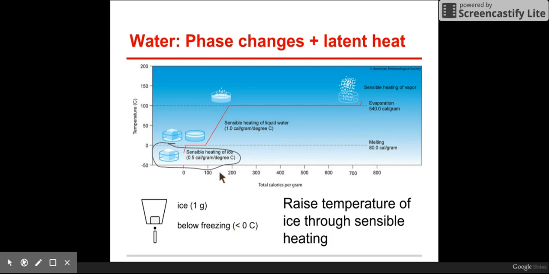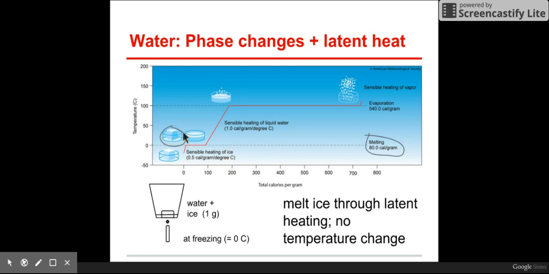That represents this part of the graph. And since we're taking 1 gram of ice here, the temperature will rise for each little bit of calories added in terms of energy. Calories are along the x-axis, and that will go into raising the temperature on the y-axis, the vertical axis. So we start here in this area where we have ice only, and here we raise the temperature to 0 degrees Celsius.